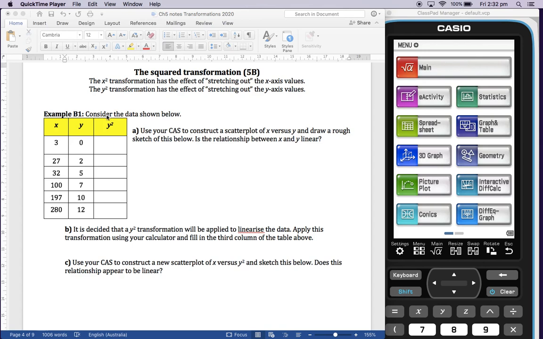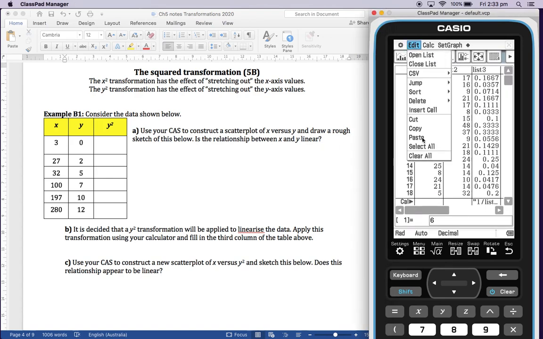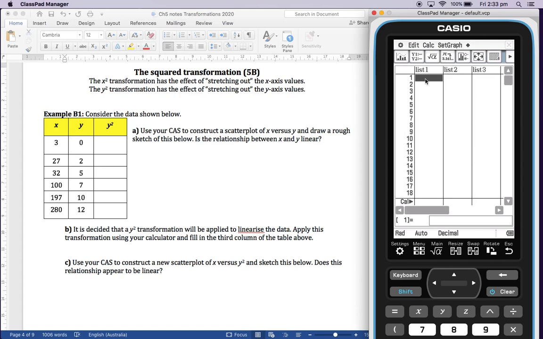We've been given a set of data where we have some x values and some y values, and the first part of the question says to use your calculator to construct a scatter plot of x versus y and draw a rough sketch. So we're going to do this in the statistics screen. Clear whatever else might already be in there. And the x values, the explanatory values, we will always put into list 1. And the response variable values, the y, will always go into list 2.